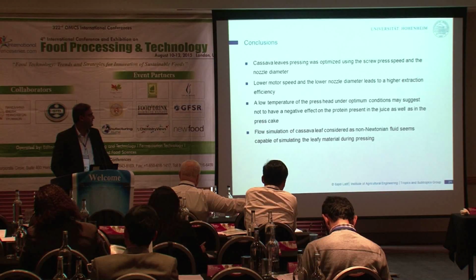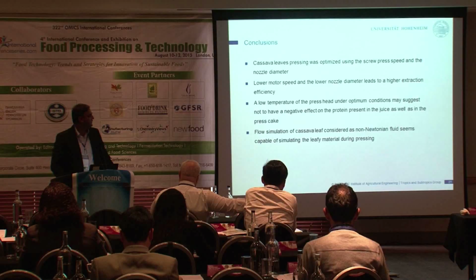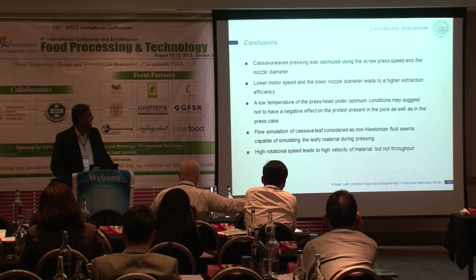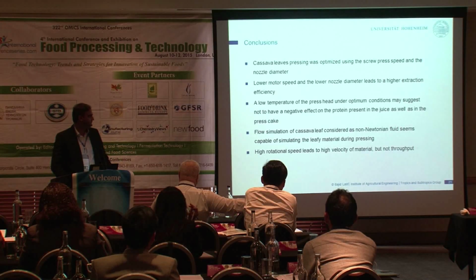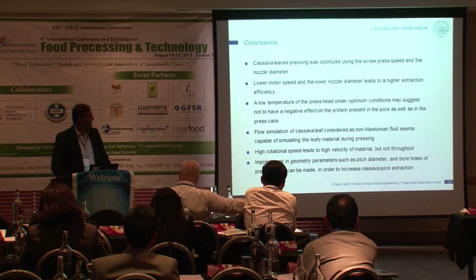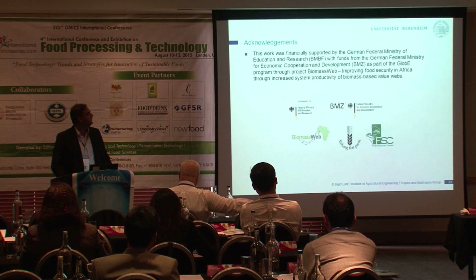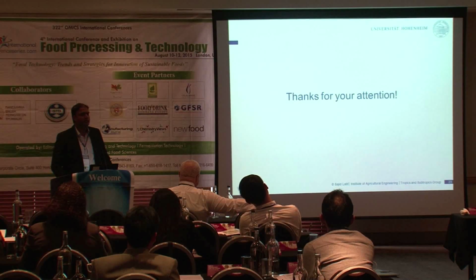For the flow simulation, we considered cassava leaves as a non-Newtonian fluid, which seems suitable for simulating, and high rotational speed doesn't help to increase the throughput, it just increases the velocity. With this information, we can develop a proper press for pressing cassava leaves. So that's all. I would like to acknowledge the funding agency, and thanks for your attention.